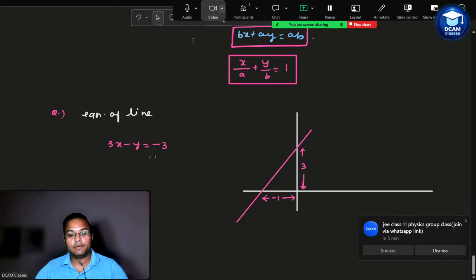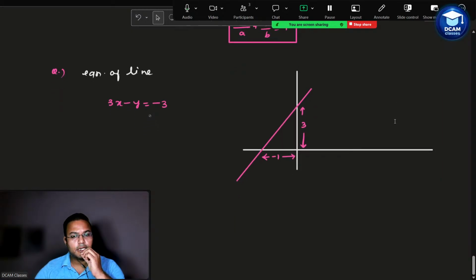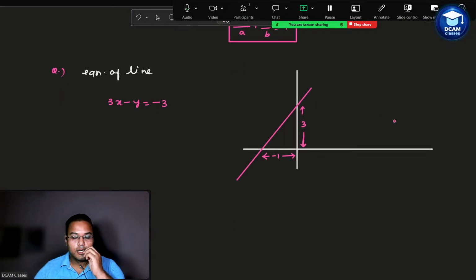Acha, let's say now tell me, you have got the same answer or different one? Sir, I have got 3x minus y is equal to 3. Acha, let me check. Wait. It will be x by minus 1 plus y by 3 is equal to 1. No, sir, it is actually wrong. It is supposed to be minus 3, na? Then his answer is correct.